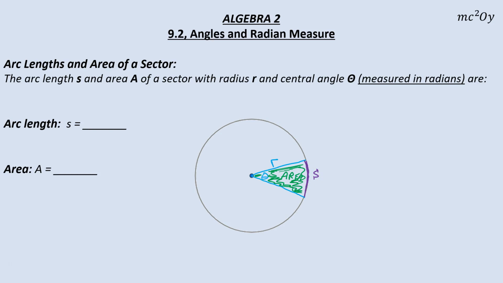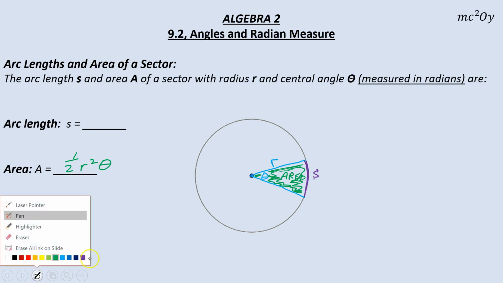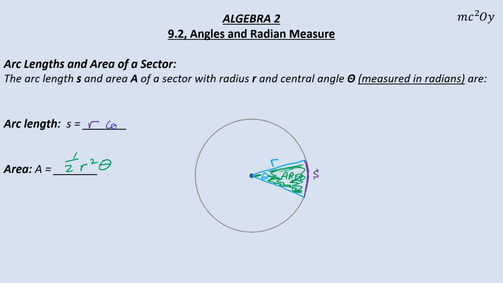So the arc length S and the area. The area is equal to 1/2 r squared theta. The arc length, switch back to that color, is equal to r theta. Now notice what we're saying there. We're saying the length of the radius times whatever portion of the circle you're dealing with is equal to your arc length, right? Because the radius is directly tied to a piece of the perimeter when we're measuring in radians.